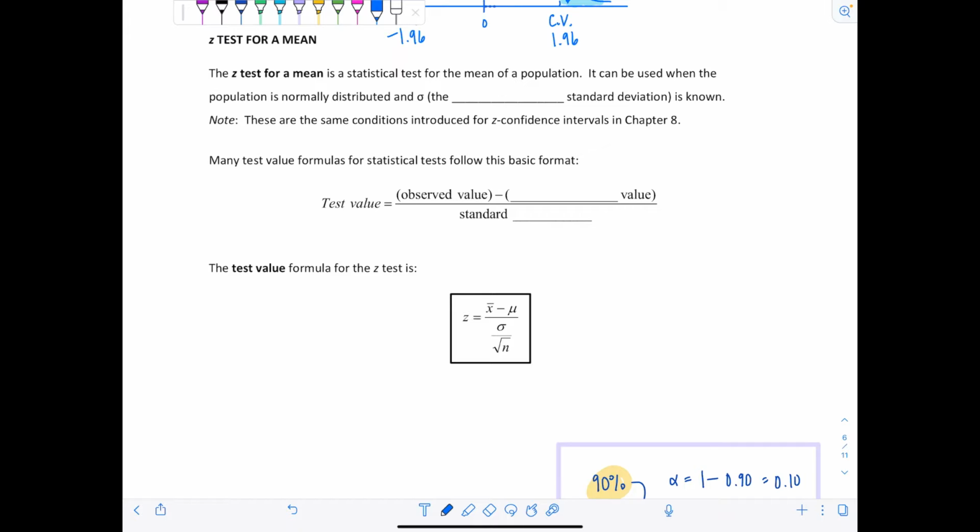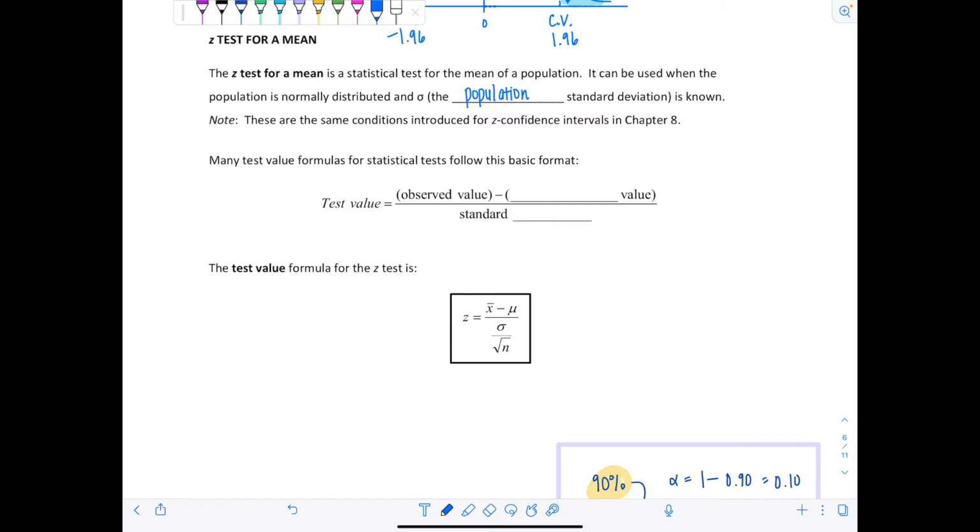So we're going to start looking at the z-test for a mean and actually crank out some hypothesis tests, first by hand, and then I'll jump into StatCrunch. So the z-test for a mean is a statistical test for the mean of a population. And it can be used when the population is normally distributed and sigma, which is the population standard deviation, is known. Note, these are the same conditions introduced for when we use z-confidence intervals that we learned about in Chapter 8. And many test value formulas for statistical tests follow this basic format.